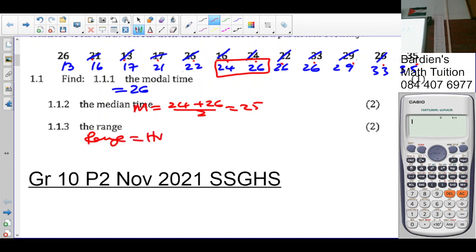Highest value minus the lowest value. It's going to be 35 minus 13, which is 22.